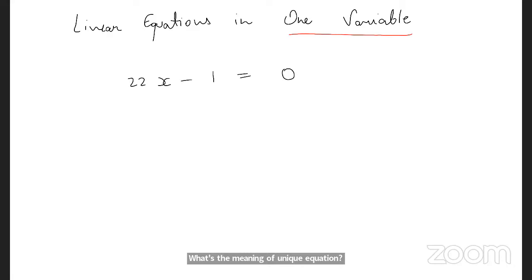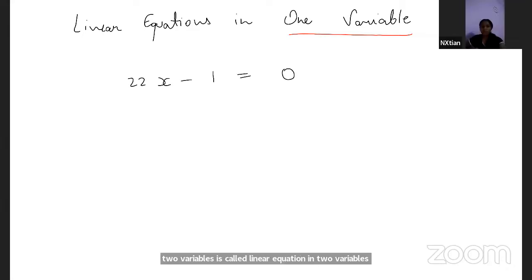One variable means there's only one variable in this whole equation, like x, y, z. Only one of them will be there. Yes, that's right. Only one variable will be there in an equation. Then two variables is called linear equation in two variables. But in this chapter, we have only one variable we are going to study.